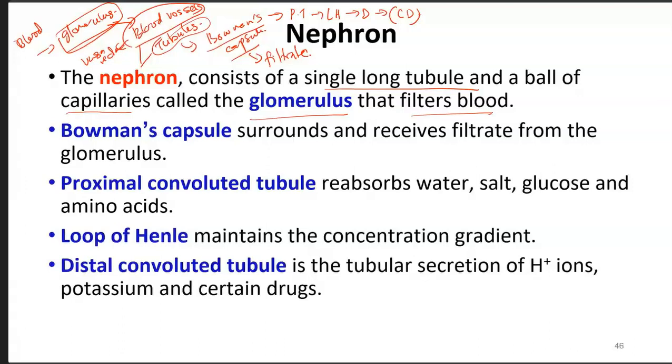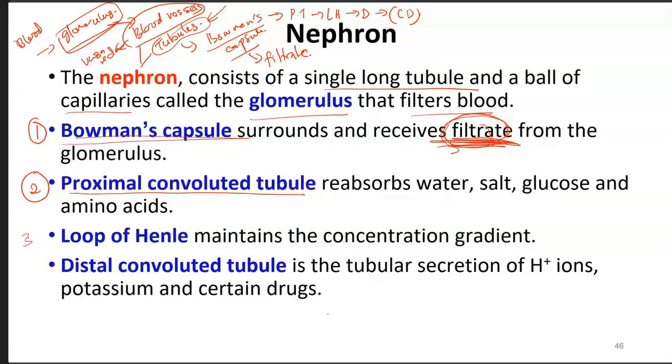Okay, so it says here, the Bowman capsule surrounds and receives filtrate from the glomerulus. So the fluid that starts to enter into the Bowman capsule, we call it filtrate. If the fluid is inside the tubule, we call it filtrate. So you have the Bowman capsule, the first region of the tubule. The second region of the tubule is the proximal convoluted tubule.